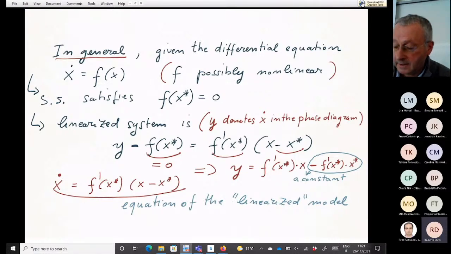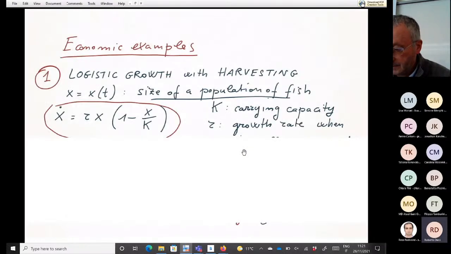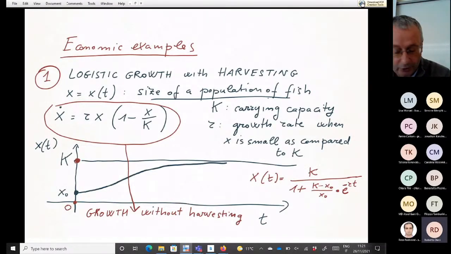I want to show you a very simple example of logistic growth with harvesting, without using the solution formulas, just looking at the phase diagram. I mean, these models are so simple, it's just a parabola and a straight line, but from these models, we have a lot of insights about the properties of the solution. Okay. So look at this example.